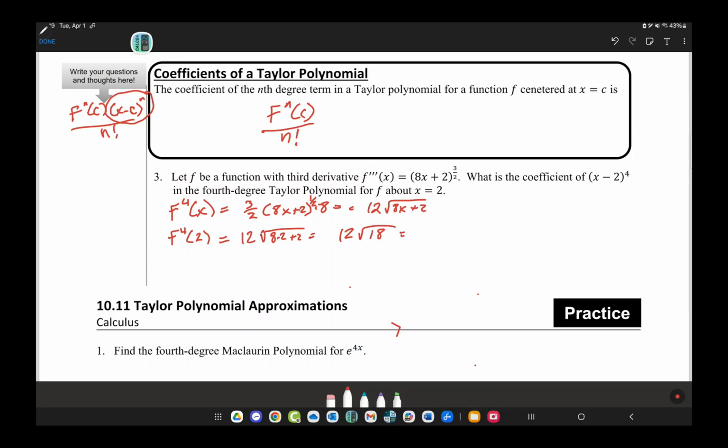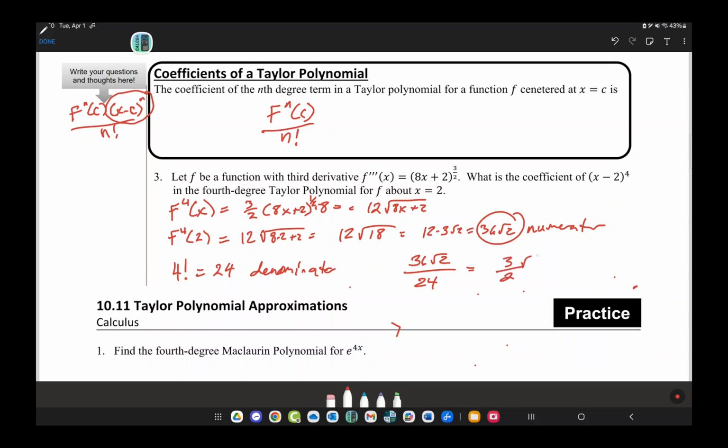We need 12 square root of 16 plus 2, 18. So what's the square root of 18 as a radical? 3 root 2. So 12 times 3 root 2 is 36 root 2. Now, that is my f to the n, that's my numerator. What's my denominator? 4 factorial, 24, is my denominator. 36 root 2 over 24, and both 36 and 24 are divisible by 12. Here we get 3 root 2 over 2. That is your coefficient.